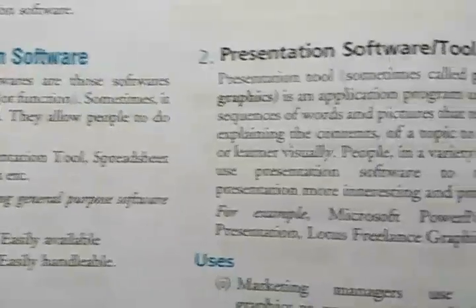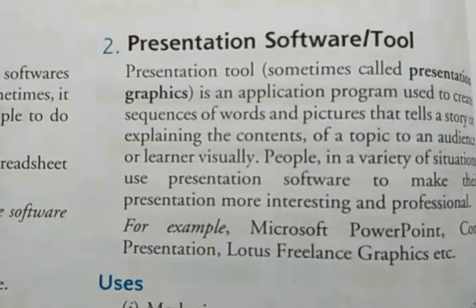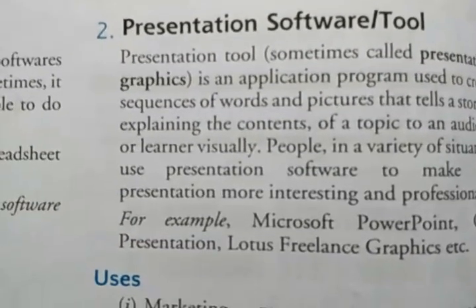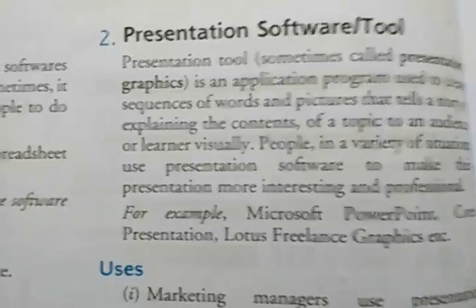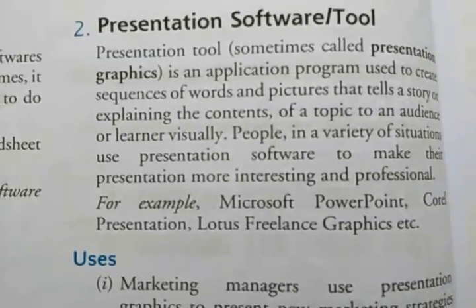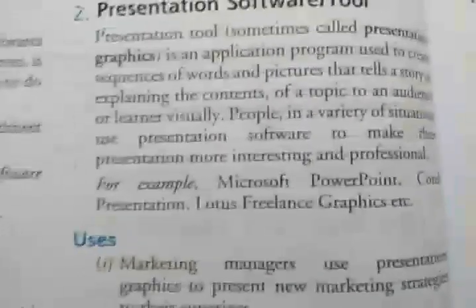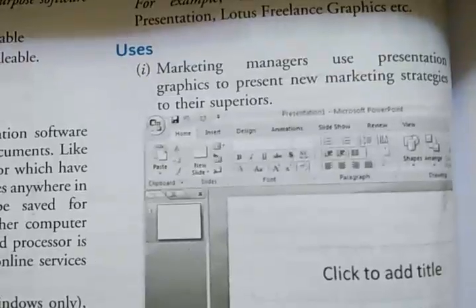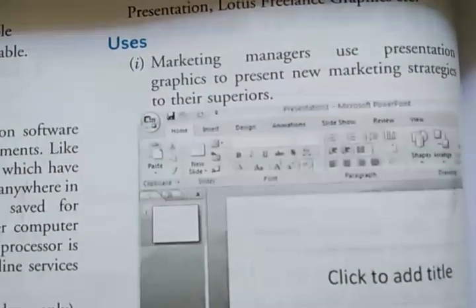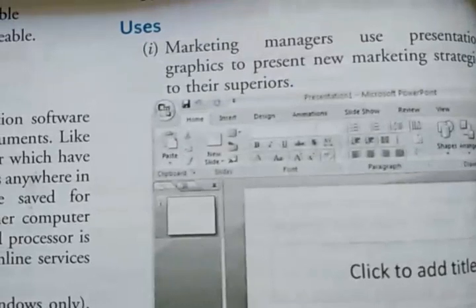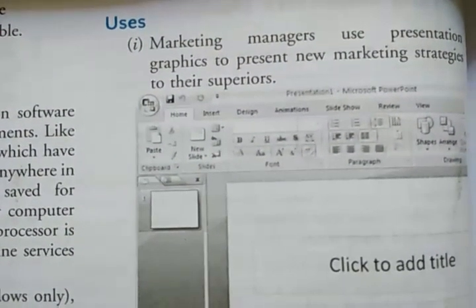And the second example of general purpose software is the presentation tool. This is used for making a presentation for business promotion, etc. Examples of this software are Microsoft PowerPoint, Lotus Freelance Graphics, Corel Presentation, Ingress, etc. The main feature of this software is that managers use presentation graphics to present new marketing strategies to their customers, etc.